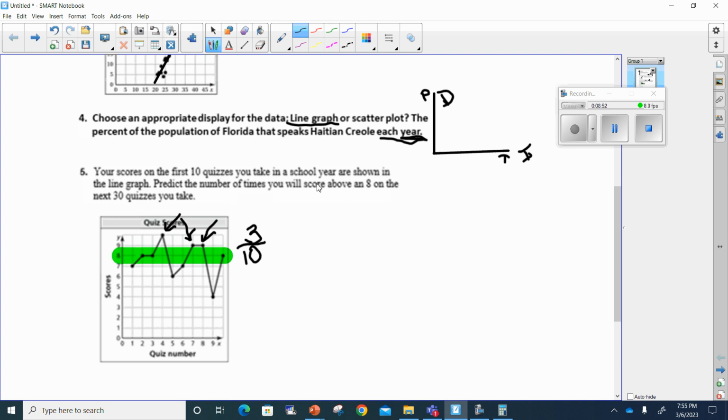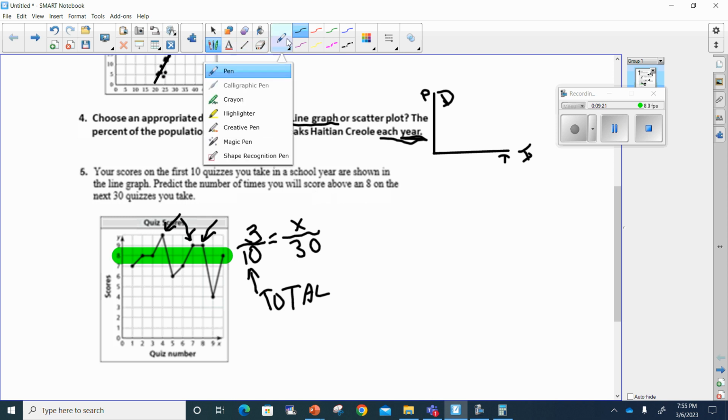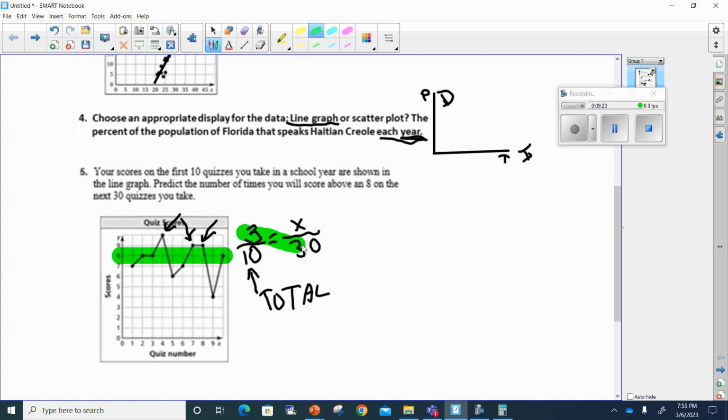Now it says predict the number of times you will score above an 8 on the next 30 quizzes. So this was 10 quizzes, right? This was the total amount. And now I'm trying to find out not for 10, but for 30. So it means I'm going to be finding the percent, right, over 30. So I would put these equal. And of course, this is going to make cross multiplication occur. Well, this is the way to solve it anyways, using cross multiplication. I would take 3 times 30 and put it equal to 10 times x.